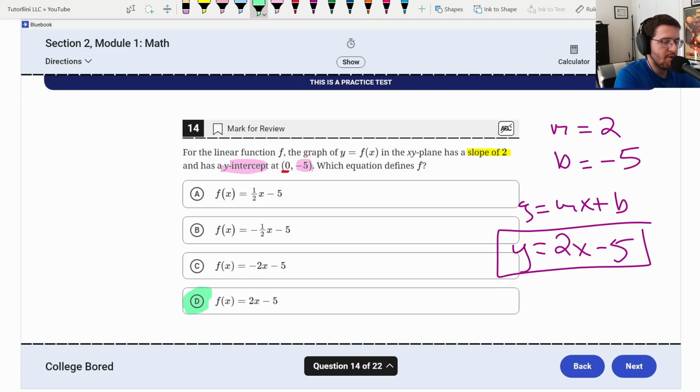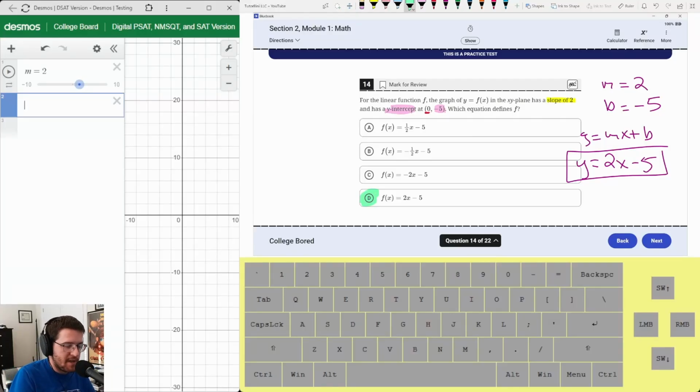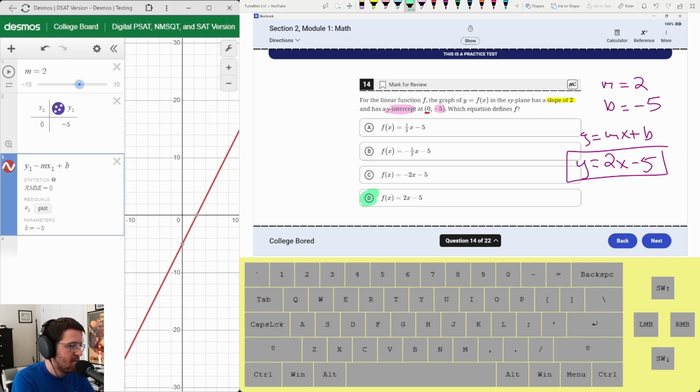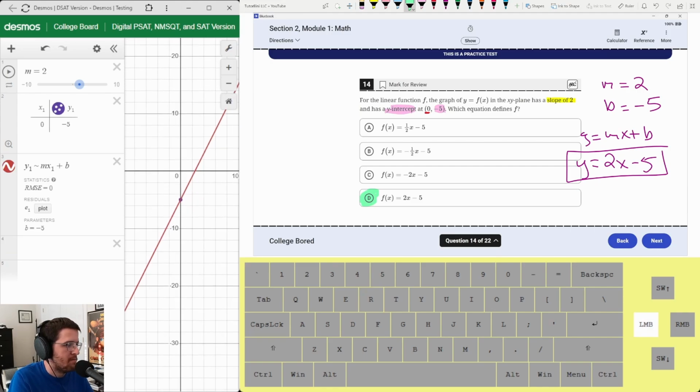We can also do this on Desmos. Let's go try that. Okay, so they give us a point, the y-intercept of 0, -5. So I'm going to click on this plus and make a table. And I'm going to put 0, -5. And I'm going to type in y1 tilde mx1 plus b. Not really that helpful for this problem, but helpful for other problems. And if I look at the parameters, I see, okay, m is 2, so 2x, and b is -5. You see when I type that in, it perfectly replaces what Desmos told me, so that's a good way to check to make sure you did a good job.